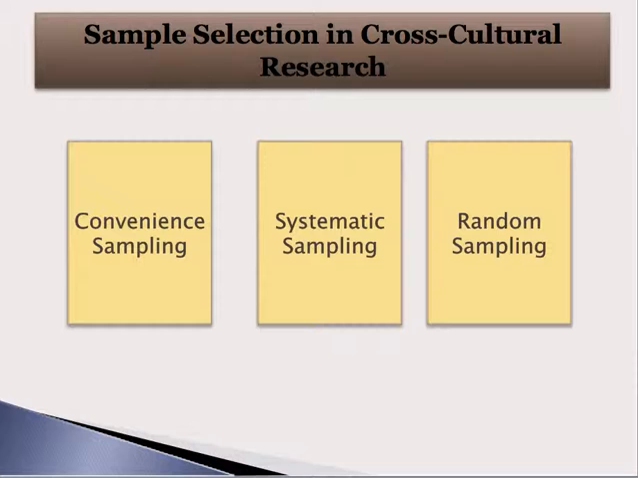So there's a couple of different ways to select samples in cross-cultural research. We're going to be talking about convenient sampling, systematic sampling, and random sampling. And it's important to note that estimates derived from large samples are going to be more reliable than estimates derived from smaller samples. Just in general, larger sample sizes are considered to be able to produce more valid results.